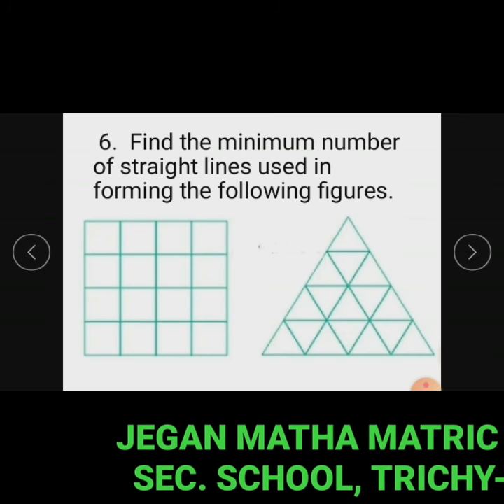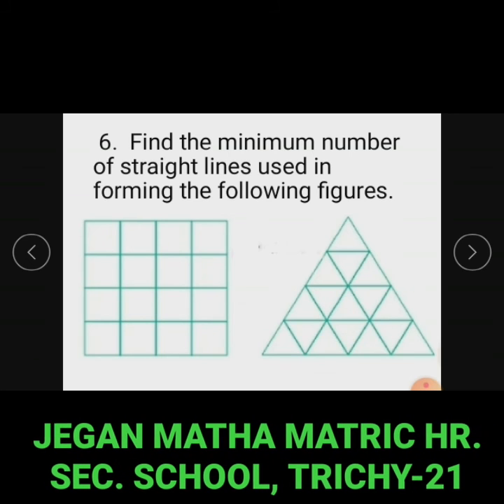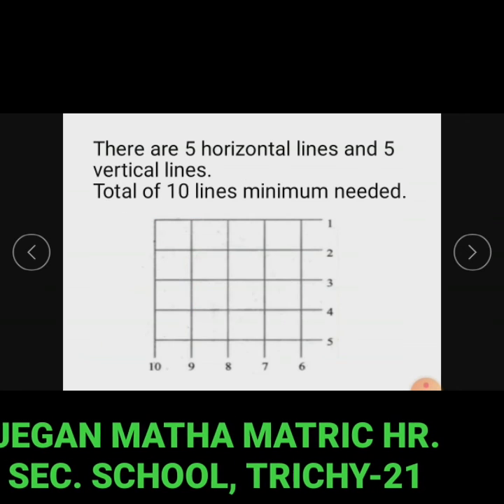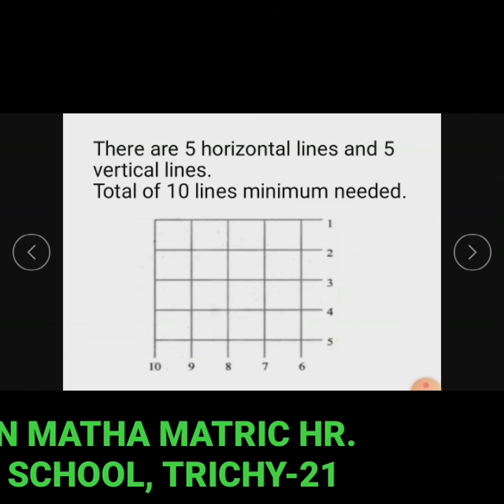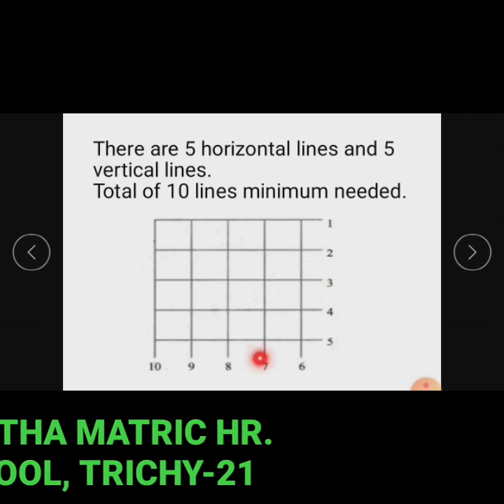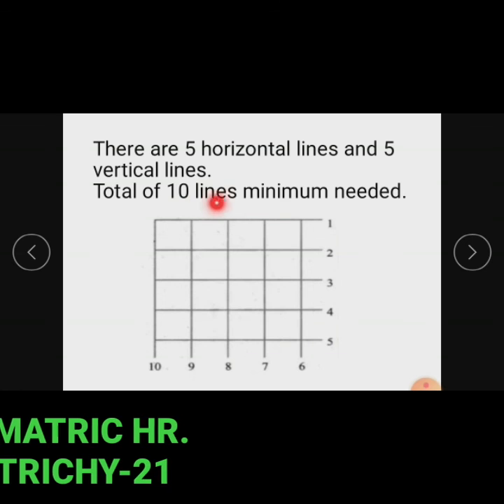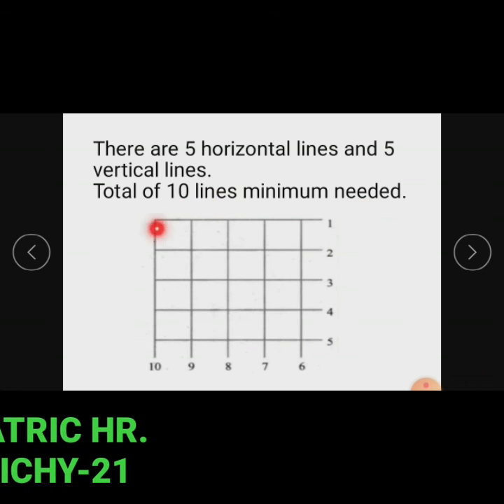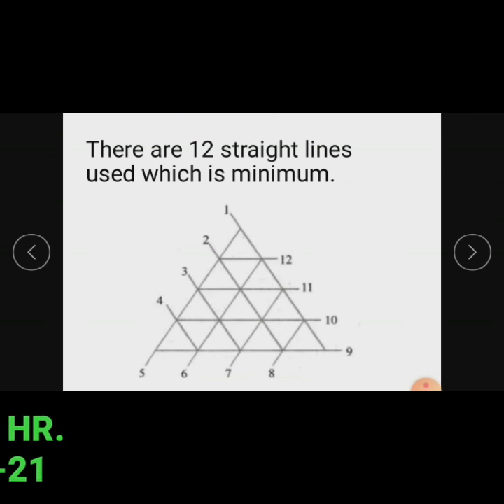Question number 6. Find the minimum number of straight lines used in forming the following figures. In figure 1, there are 5 horizontal lines and 5 vertical lines present. Totally 10 lines minimum needed to draw this square. In this figure, 12 straight lines used, which is minimum.